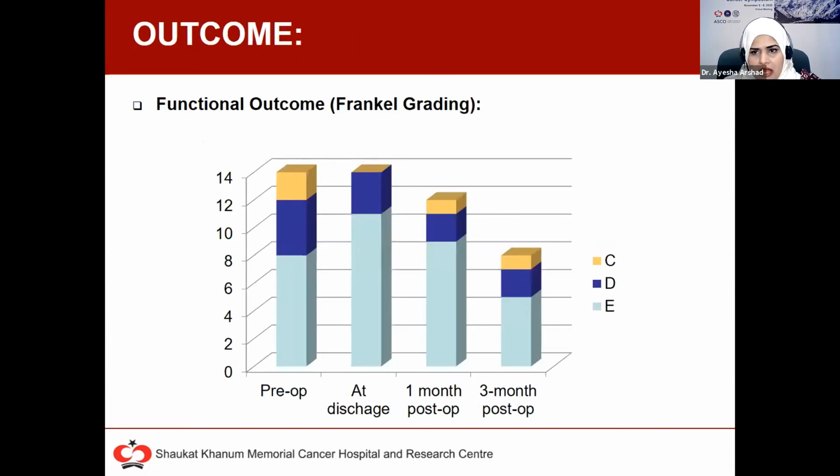When we look at the outcome, we use the Frankel grading score, and I wanted to see the outcome at discharge. Preoperatively, looking at the Frankel gradings, C means that they were not independently ambulating or independently functioning with or without support. So we can see that 2 of our patients were not ambulating with or without support before surgery. However, at the time of discharge, all of these patients were ambulatory. All of these patients were performing daily life functions with or without support.